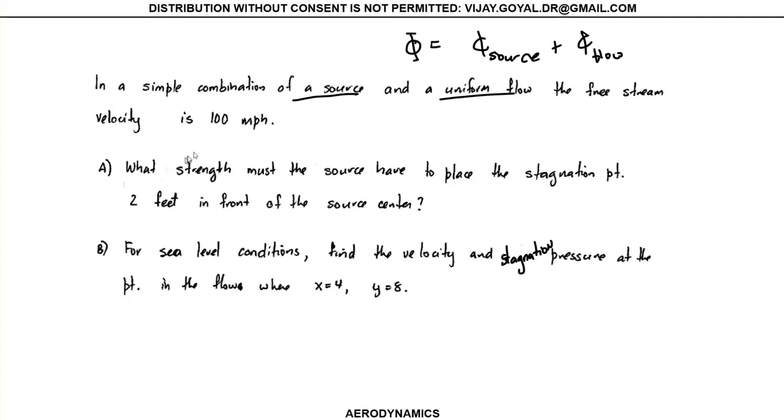The free stream velocity is 100 miles per hour. The question is, what strength must the source have to place a stagnation point at 2 feet in front of the source center? And for sea level conditions, find the velocity and stagnation pressure in the flow at x equal to 4 and y equal to 8.